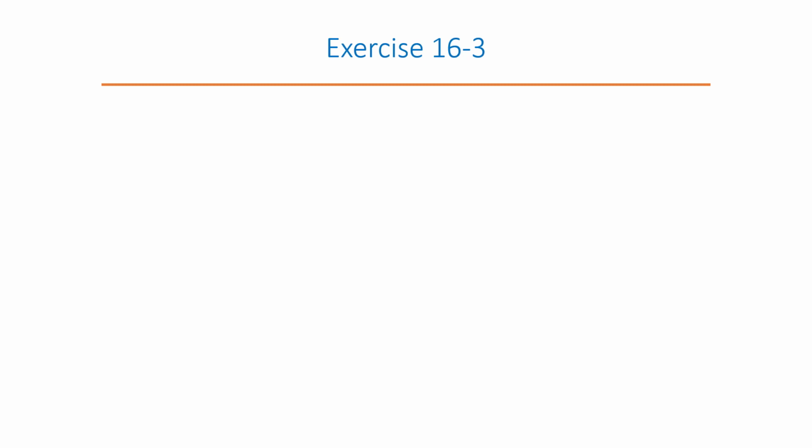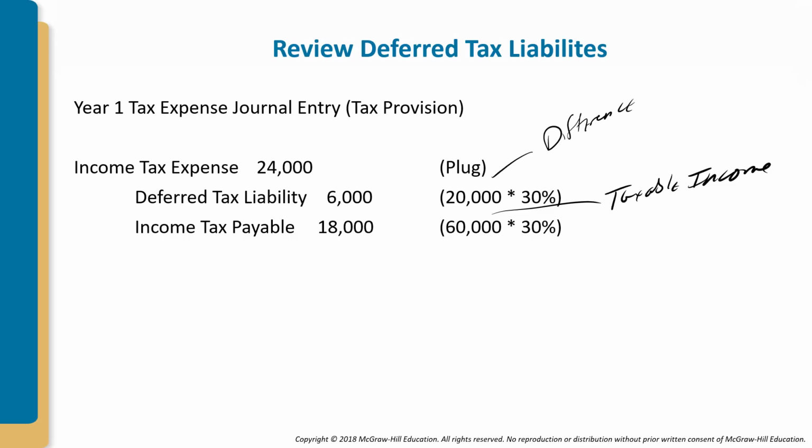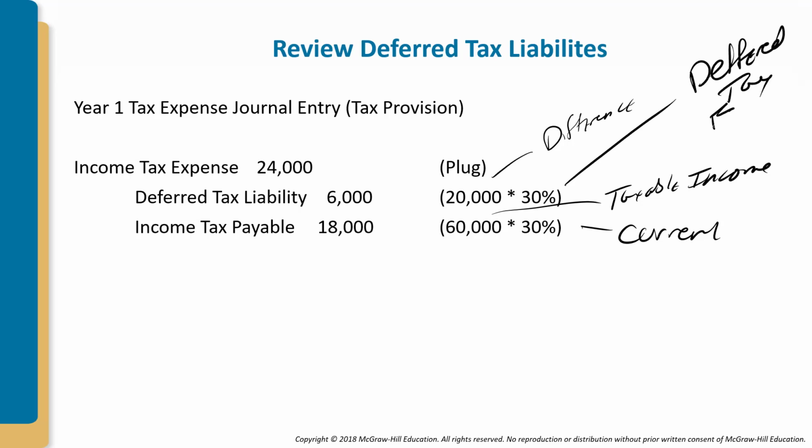That's a plug. Our income tax expense is the sum of our income tax payable. We can think of that as our current tax expense. Okay, that's our current. And then this $6,000, that is our deferred tax expense. And our total tax expense is the sum of our current, the amount we're going to actually pay, and our deferred, the amount we're going to pay in the future, because this is GAAP, right? This is accrual-based accounting.